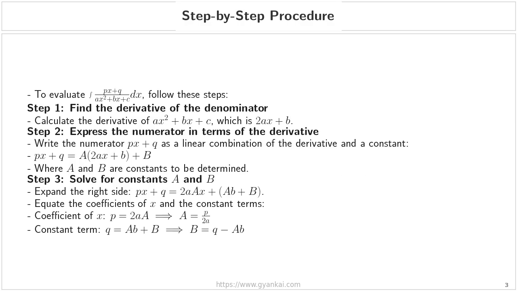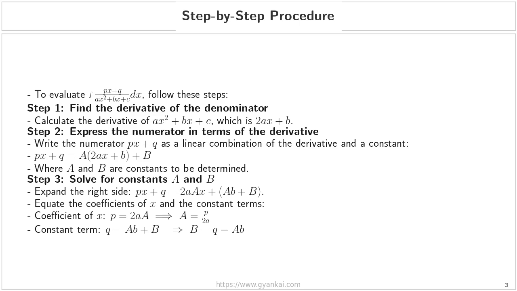Step 3. Solve for constants A and B. Let's find those constants. First, expand the right side of the equation. px plus q equals 2Aax plus Ab plus B. Now, to solve for A and B, we equate the coefficients of the x terms and the constant terms on both sides. This means the coefficient of x on the left side, which is p, must equal the coefficient of x on the right side, which is 2Aa. Therefore, p equals 2Aa, which gives us A equals p divided by 2a.